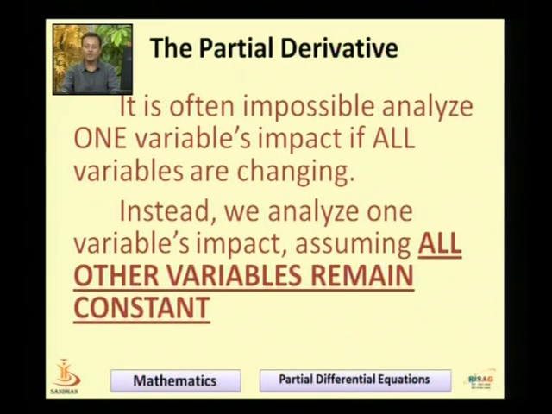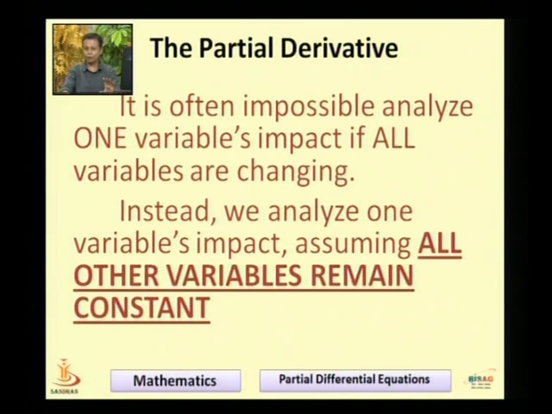It is often impossible to analyze one variable's impact if all variables are changing. In case of a function of more than one variable, if you observe only one independent variable varying, you cannot measure the rate of change of the dependent variable depending only on that single variable. You have to consider all independent variables changing and the rate of change of the dependent variable with respect to all these independent variables separately, and these are called partial derivatives. So instead we analyze one variable's impact assuming all other variables remain constant.